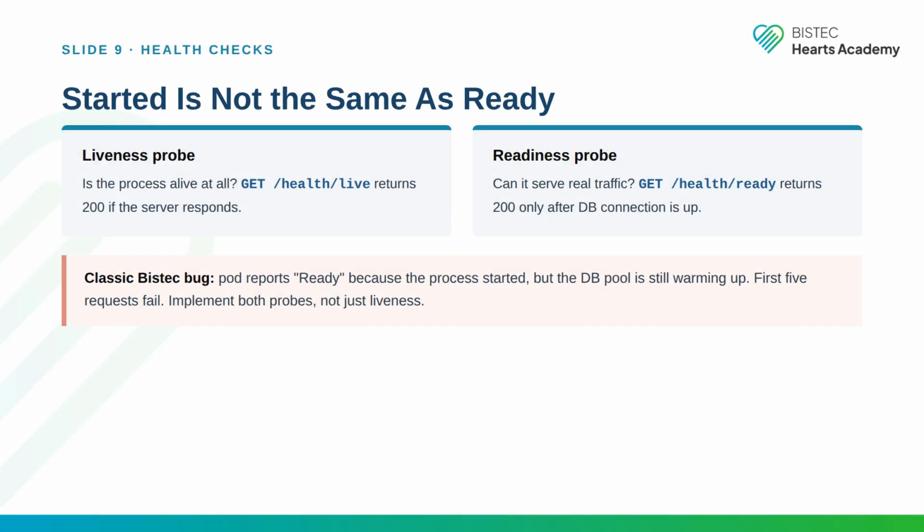Implement 2 probes. Liveness: GET /health/live returns 200 if the server responds at all. Readiness: GET /health/ready returns 200 only after your database connection pool is warm. Classic BISTEC bug, do not repeat it. The pod reports ready the instant the process starts, but the database pool is still warming. The first 5 user requests fail with a 500. Implement both probes, not just liveness. The container app orchestrator will hold traffic until readiness returns green.